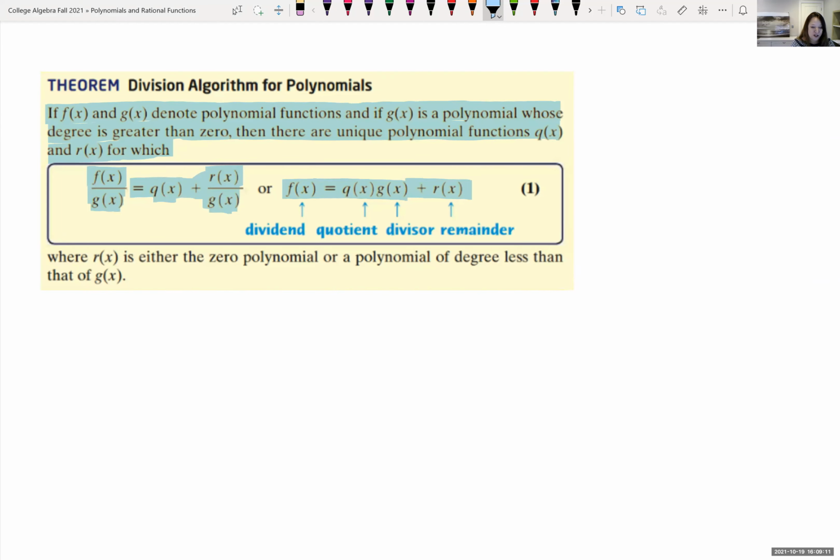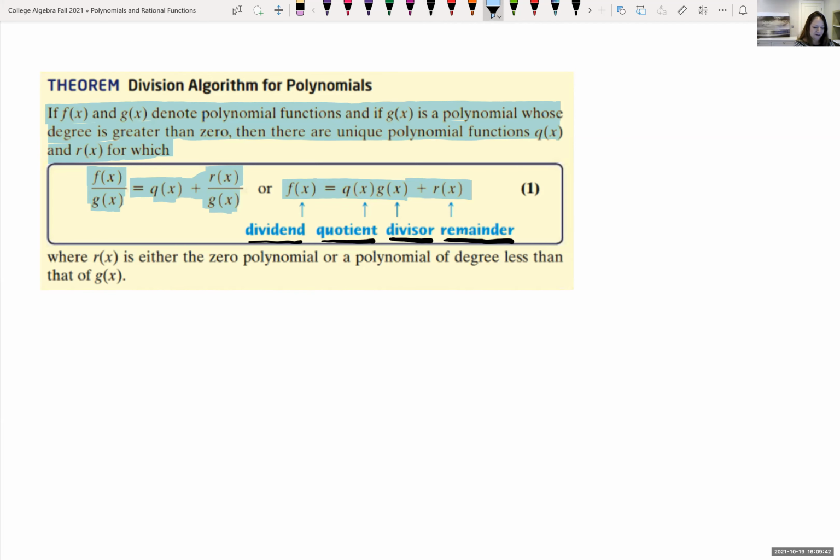So, just terminology: what we're dividing into is called the dividend. What we get back after we divide is called the quotient. We were dividing by the divisor, and r of x is the remainder. So our goal in this section is to get remainders that are 0, because then we know it's a factor of our polynomial. Our divisor and our quotient are factors of our polynomial.